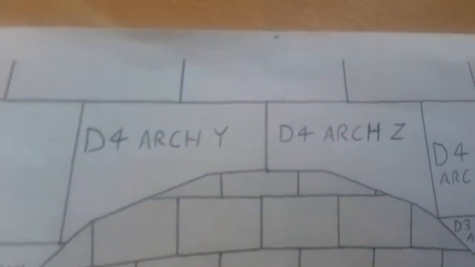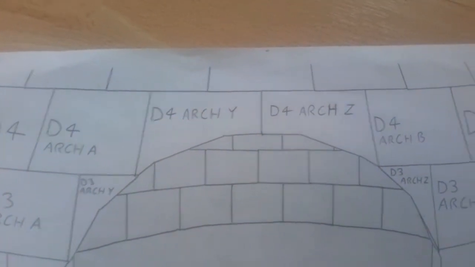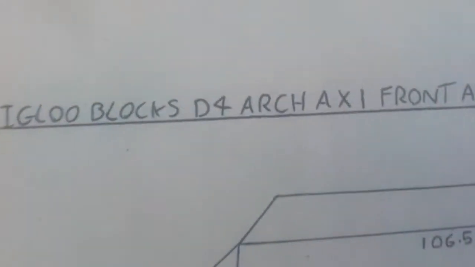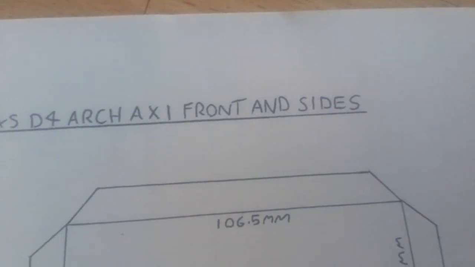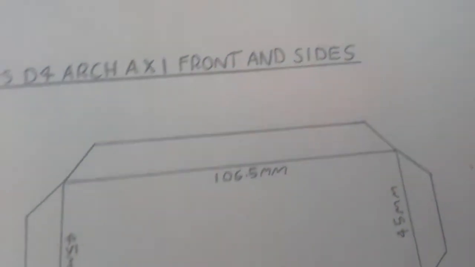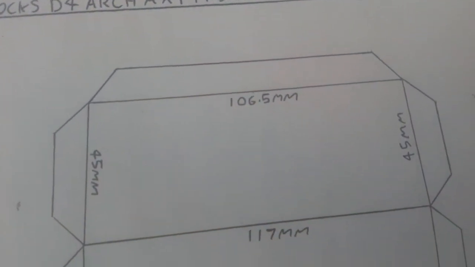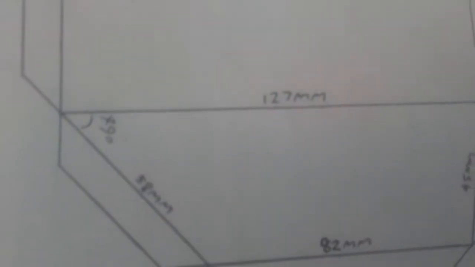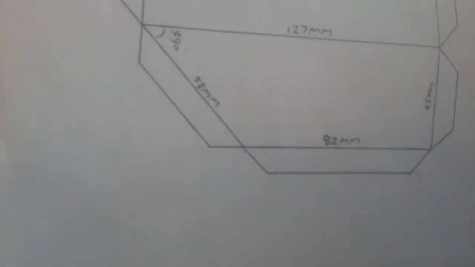Today we're going to do the D4 row, which is the four blocks at the top, starting with D4 arch A. Okay, this is D4 arch A, front and two sides. Okay, get the measurements in. Basically, it's a D4. Exactly. The only difference is this detail here.